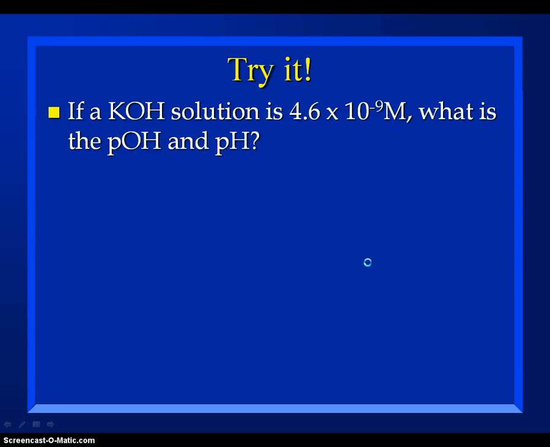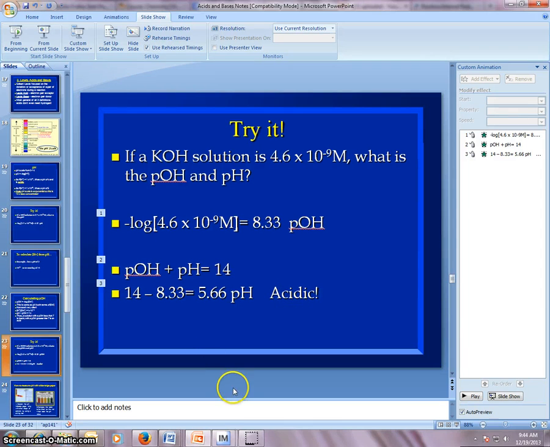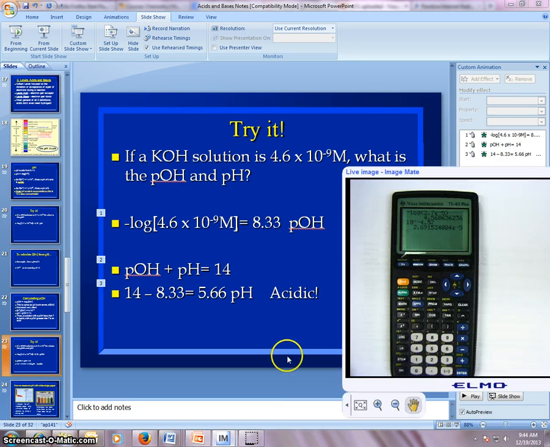So let's look at an example. So we have a potassium hydroxide solution, which is 4.6 times 10 to the negative 9th molar. What is the pOH and the pH? So I'm just going to pull up the Almo. The work is shown here, but I'm going to pull up the Almo so you can see how I punch it into the calculator. All right.